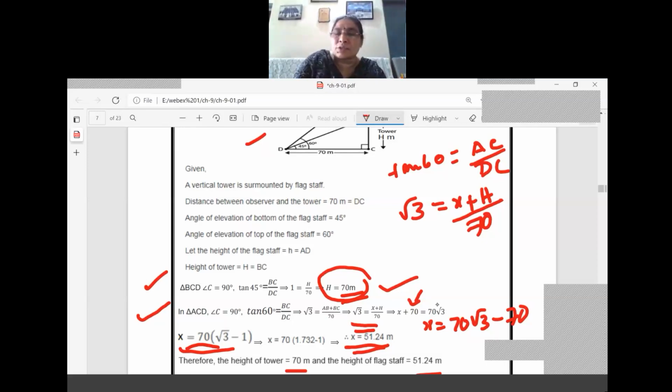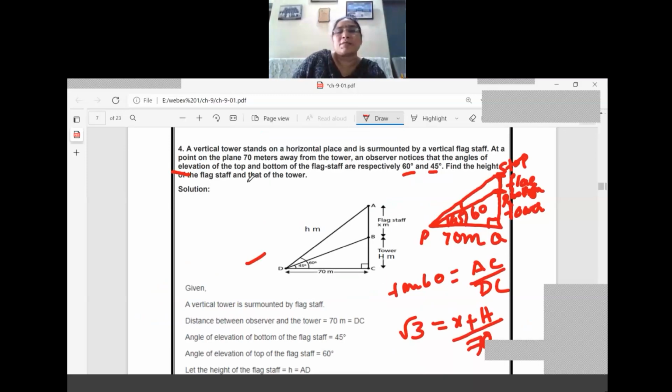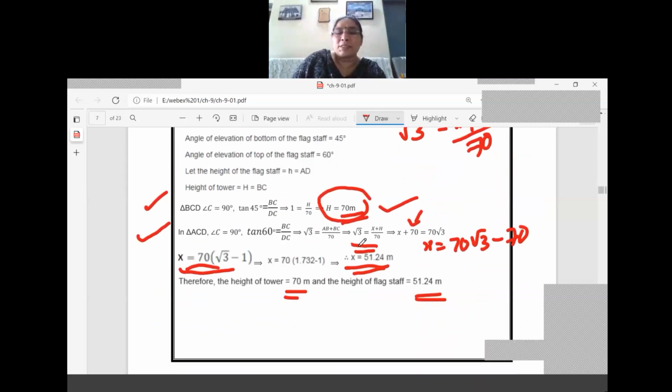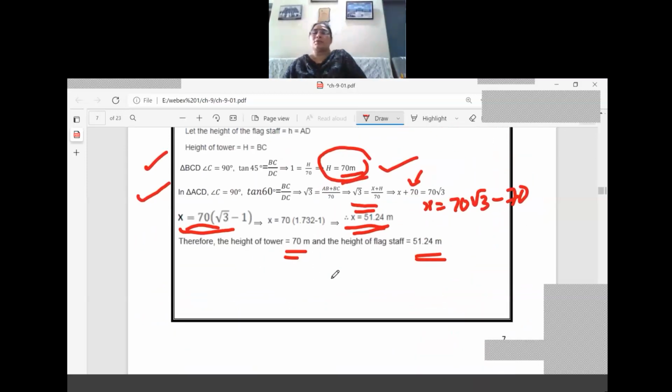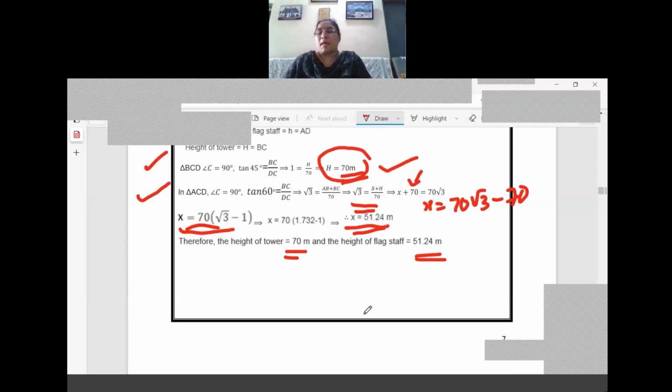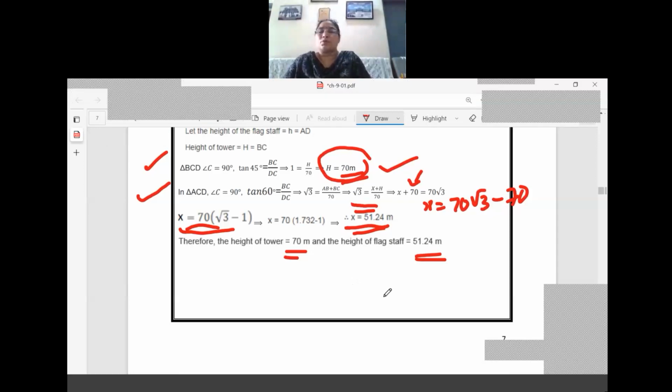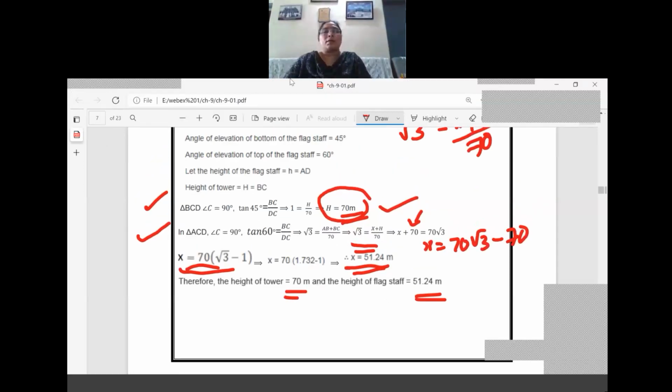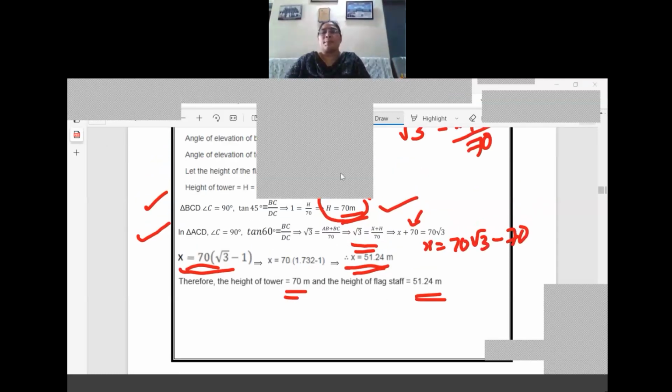Now according to the question, it is asked for the height of the flagstaff as well as the tower. So both the answers should be written here. So the height of the tower equals 70 meters, and the height of the staff, meaning the flag, equals 51.24 meters. So I think today's class I will wind up.